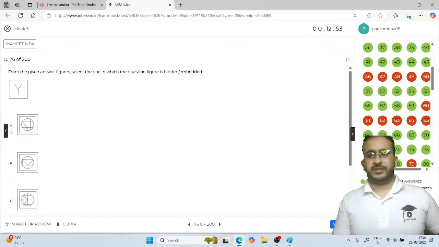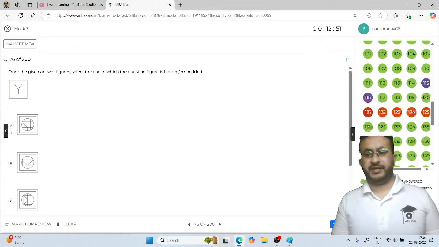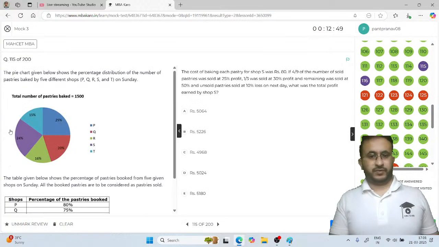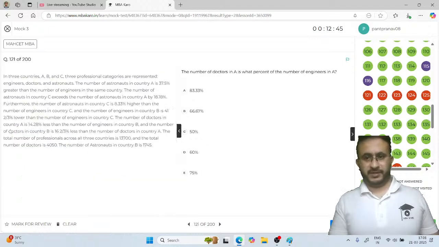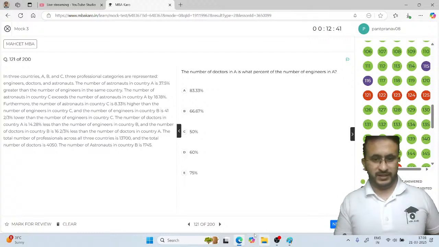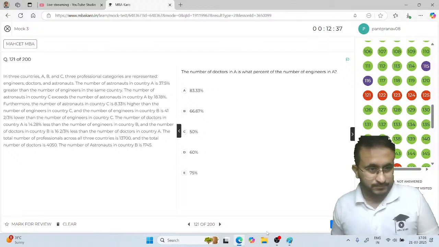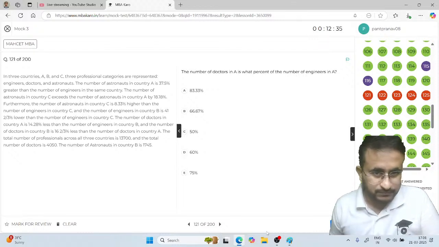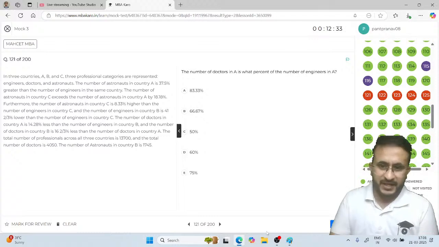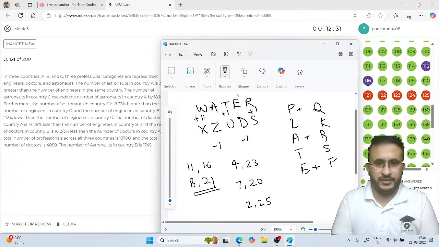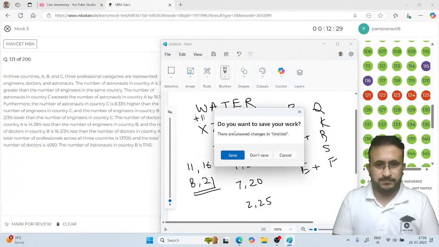Abstract we already completed. Quant we had put two questions on hold. We did not attempt these 122. Let's do this thing. Numbers are big. Let's give it a try. Maybe in some minutes I could attempt this.